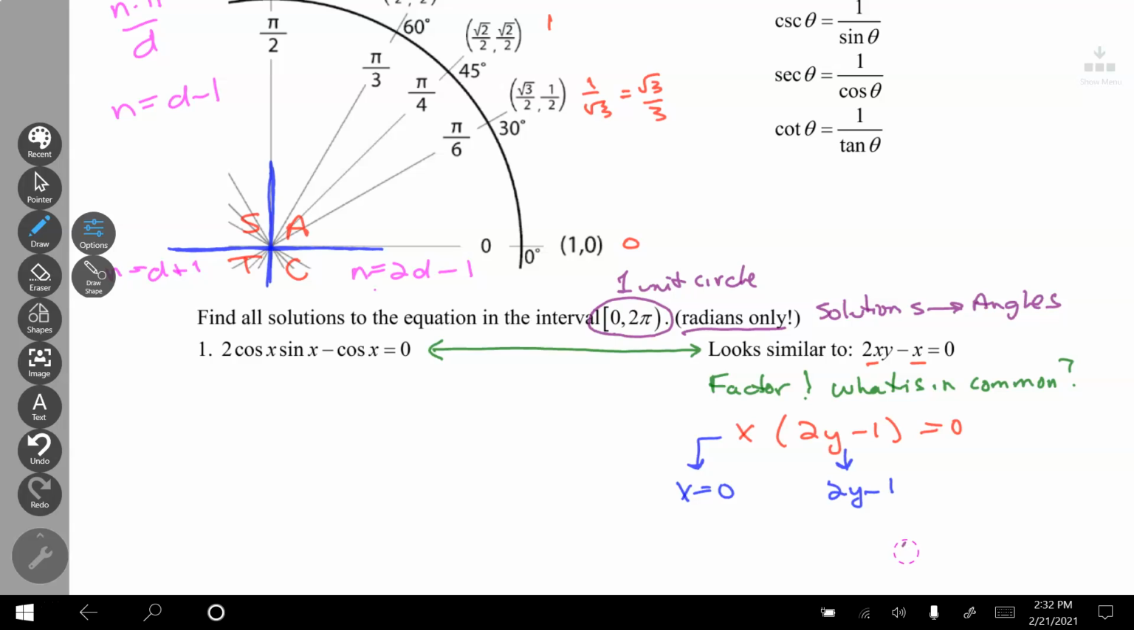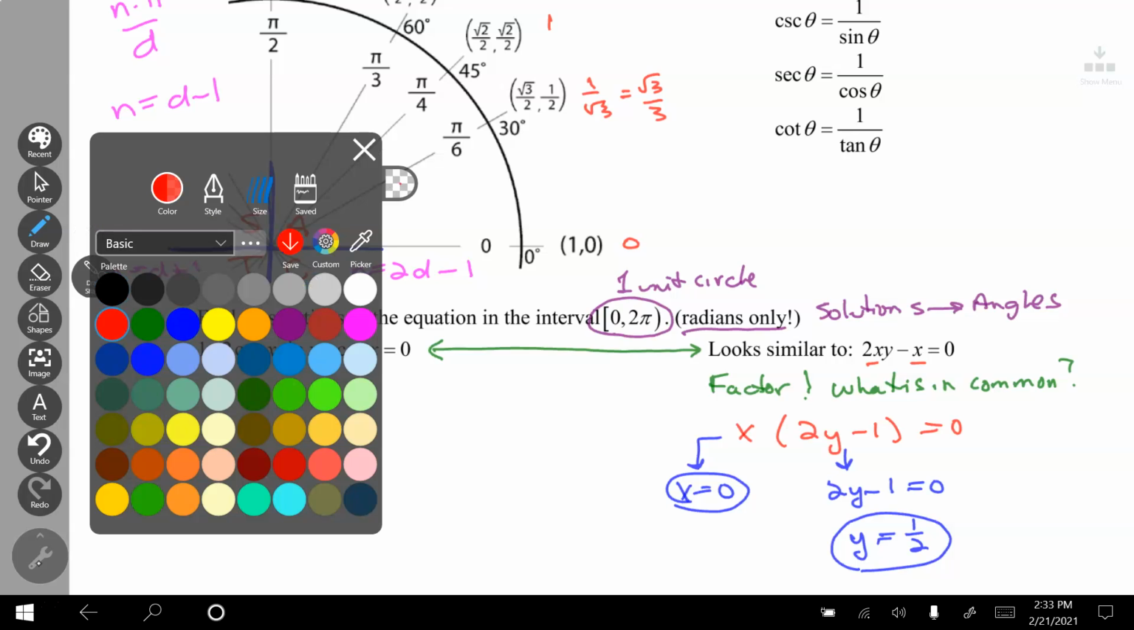And when I set things equal to 0, well, I already have x equals 0. And I set this equal to 0, and I add 1, divided by 2, I get y equals a half. So I have a couple solutions here. And that's what's going to happen. We're going to get multiple solutions to what we're doing.